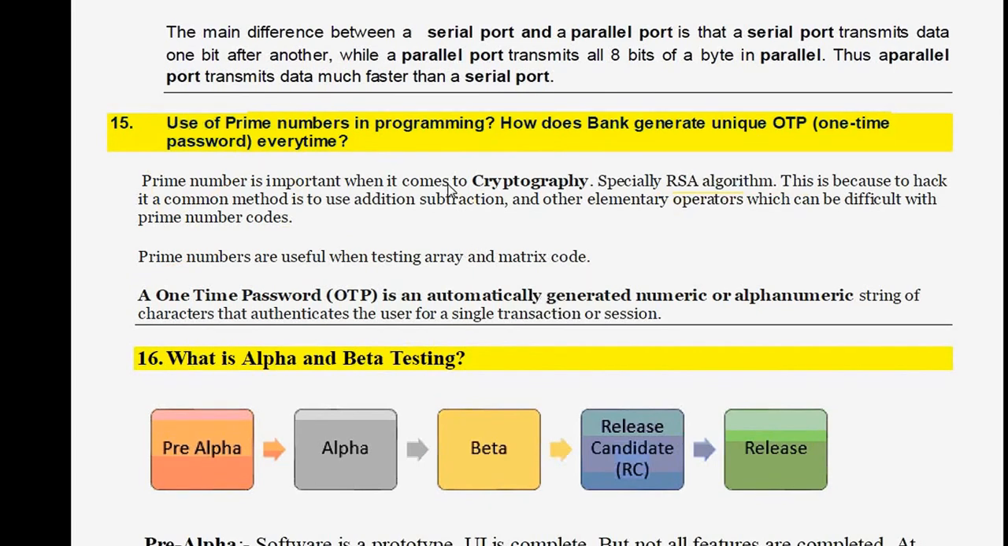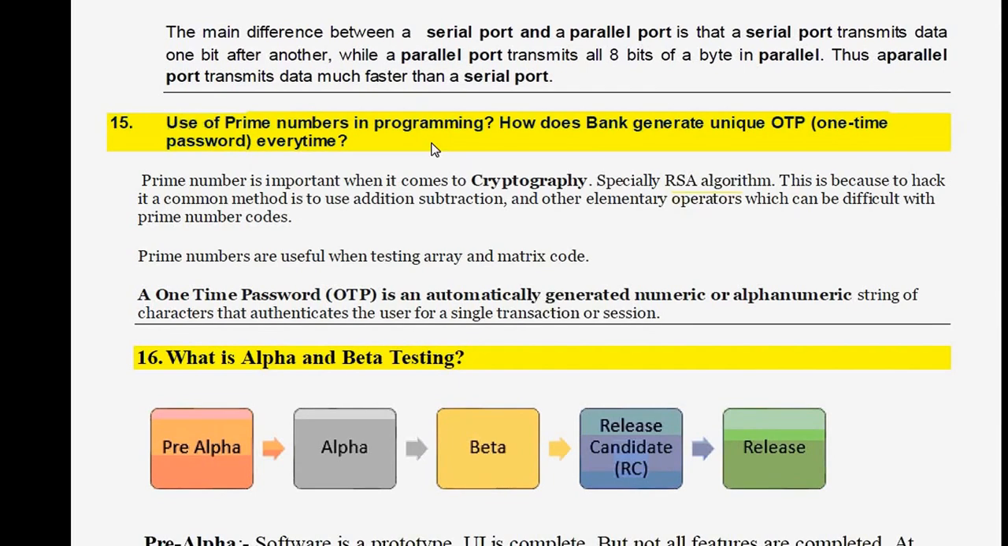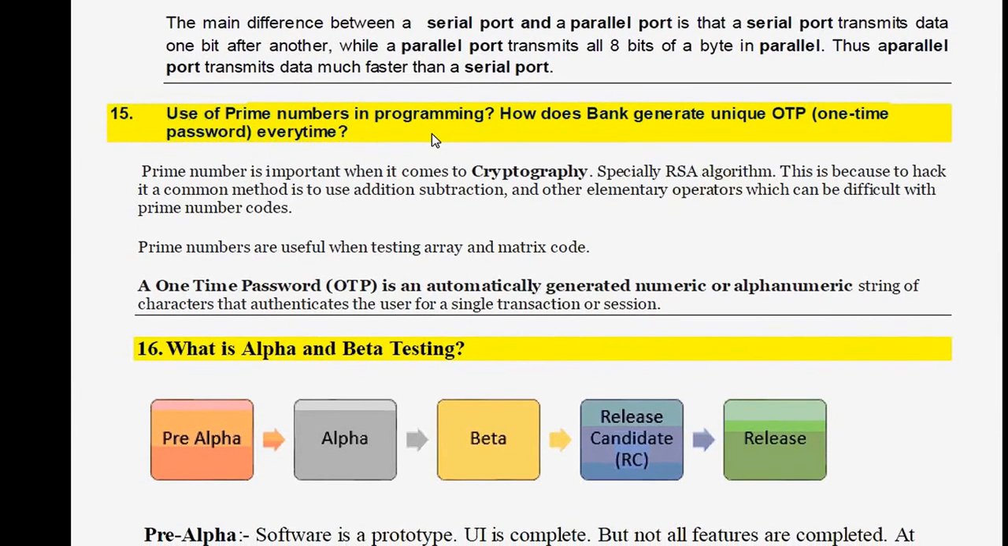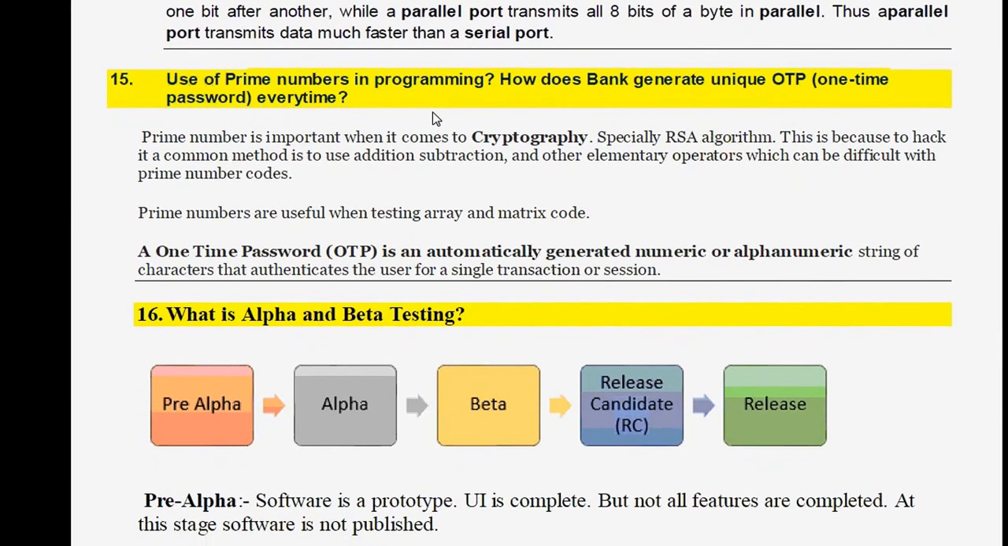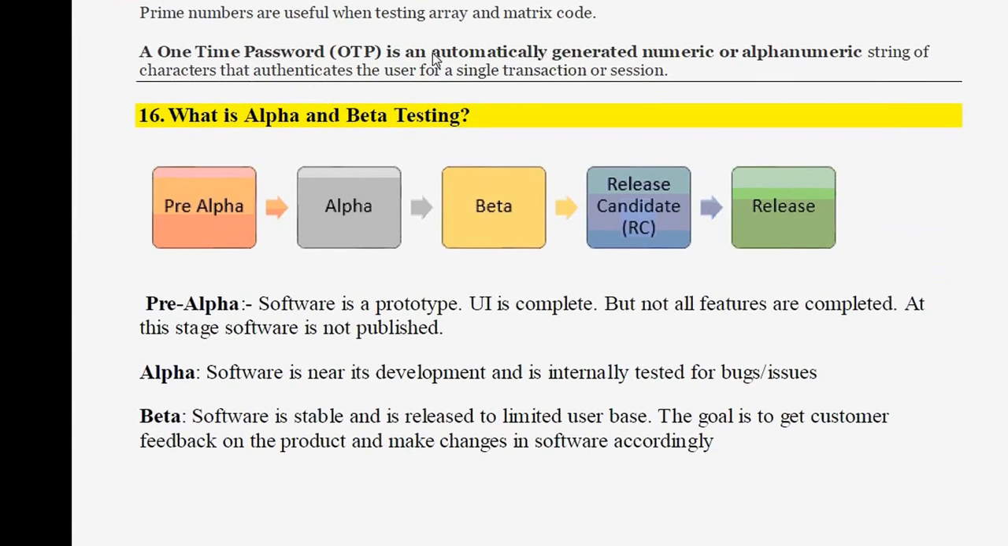And the sub-question of this question is how does a bank generate an OTP? Basically, an OTP is a one-time password, an automatically generated alphanumeric string that is used to authenticate a user for a single session or a single transaction. Now move to the next question.